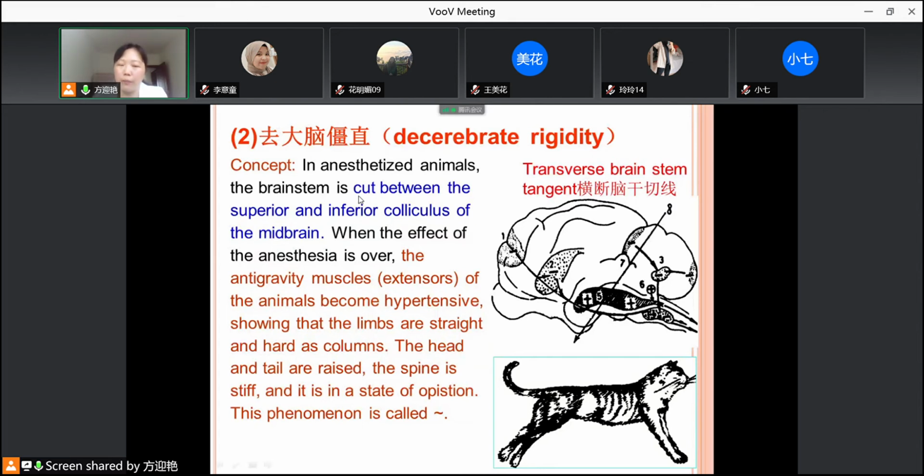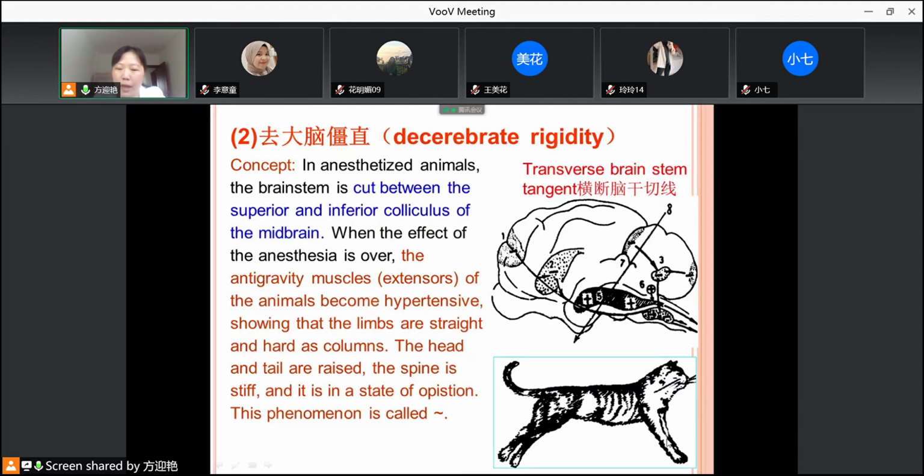When the effect of the anesthetic is over, we observe the animal's manifestation. The animal's anti-gravity muscles, the extensors, become hypertonic, meaning the anti-gravity muscles are stretched. The animals show hypertonia.